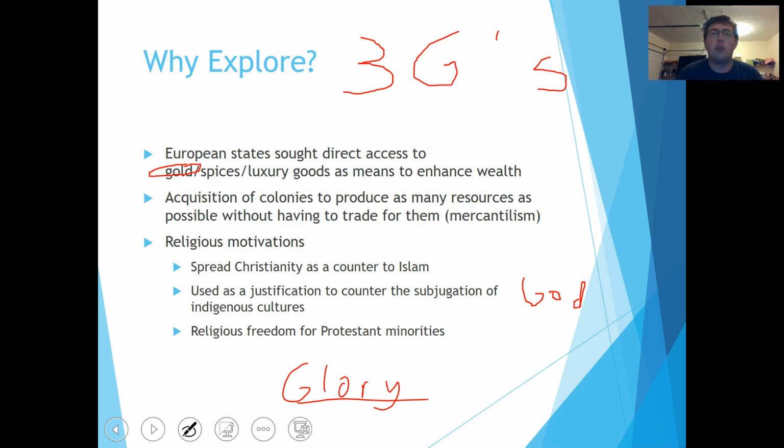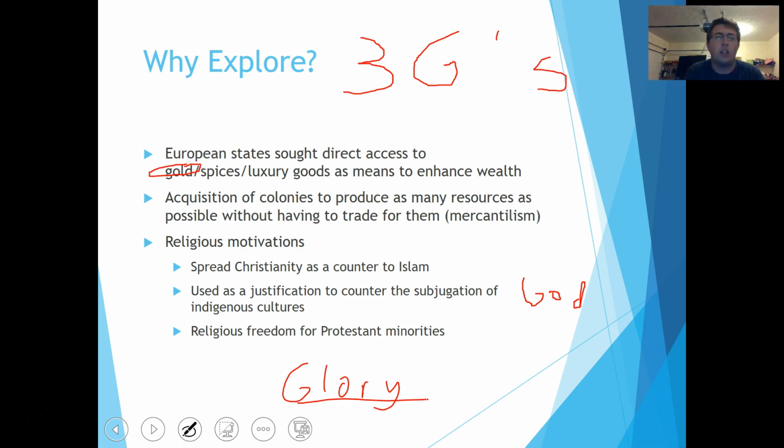Countries also want to create colonies. Once they find out there are goods in different places, they want to harvest those goods. And to harvest them, you build colonies without having to trade for those goods. So if you create everything yourself, you do not have to buy anything from anyone else. And we'll talk about what that is, mercantilism, here soon.